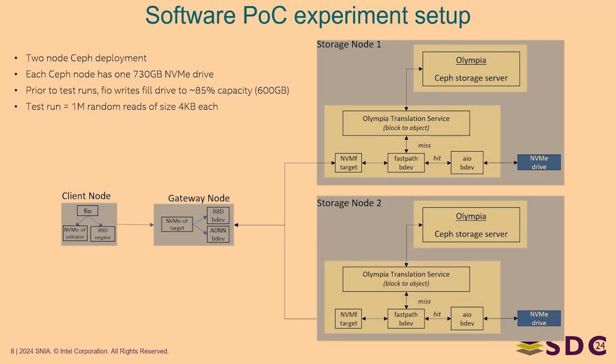In the experimental setup, I also wanted to point out that on the client node, we are using FIO, and there are two engines. There's the RBD engine, which is the default Ceph library that will be used, and the other is the NVMe-over Fabrics initiator. And we also added a gateway node here so as to be able to compare our performance with the Ceph gateway work. Yeah, so this is our experimental setup.